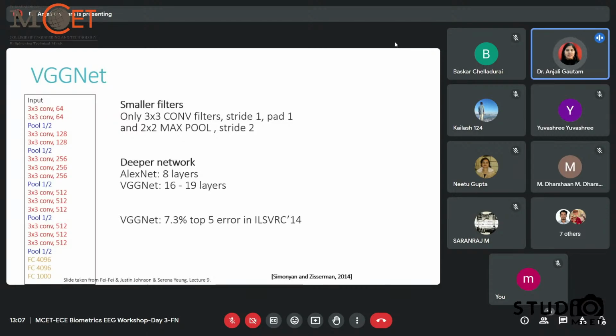So in that competition what happened is that they have achieved just a 7.3% top 5 error. Just 7.3%. So it means that it is better than the AlexNet which was developed, right?